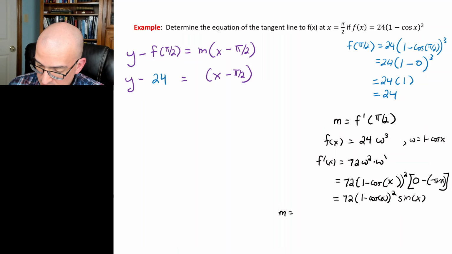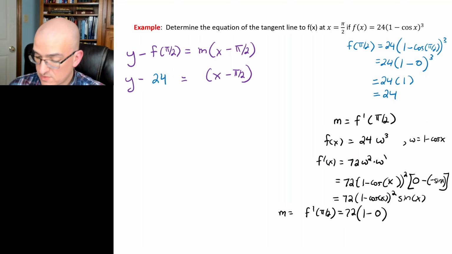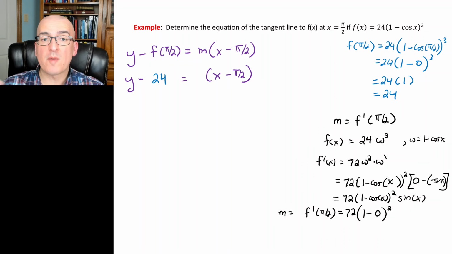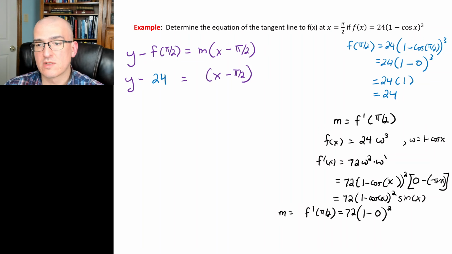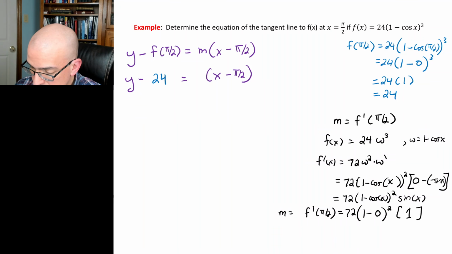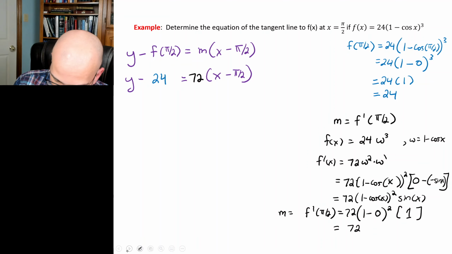Now m is going to be f prime at pi over 2. So that'll be 72 times 1 minus 0. We already did that. Cos of pi over 2 is 0. And then what's the sine of pi over 2? Think back to that skinny triangle. In that skinny triangle, the adjacent goes to 0, but the opposite squishes down onto the hypotenuse. Sine is opposite over hypotenuse, so 5 over 5, 7 over 7, whatever it is, it's going to be 1. So sine pi over 2 is 1. We just get 72. So that's our slope m, that's our answer.